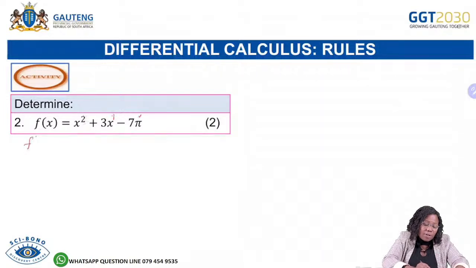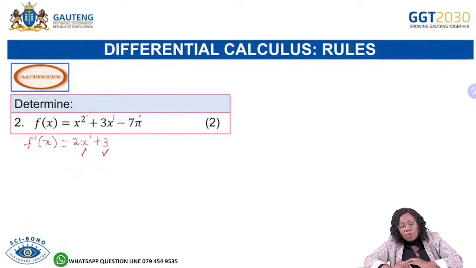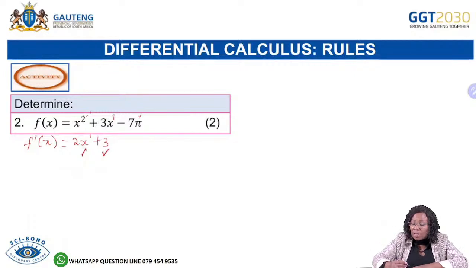That will be f derivative of x, of which 2 times 1 here, it will be a 2, x to the power, exponent minus 1, 2 minus 1 will be 1. This one, since it's x to the power 1, rule number 2 says take the coefficient, it will be plus 3. Minus 7 pi is a constant value, therefore the derivative is 0 there. That is why it's 2 marks, it's 1 for 2x and 1 for 3. If your notation is wrong, 1 mark will be taken, grade 12, from your 2 marks there.